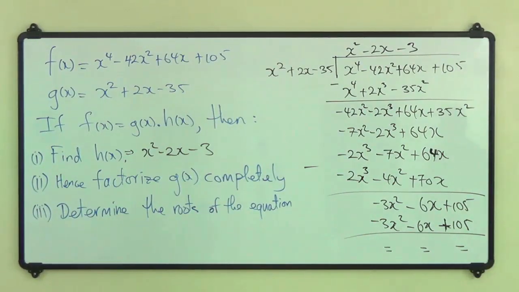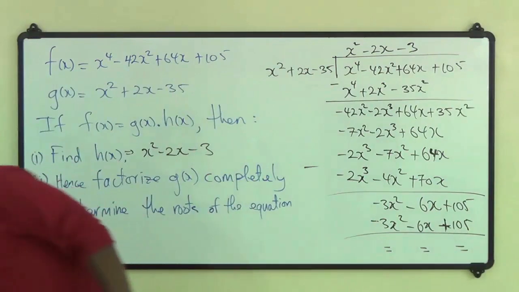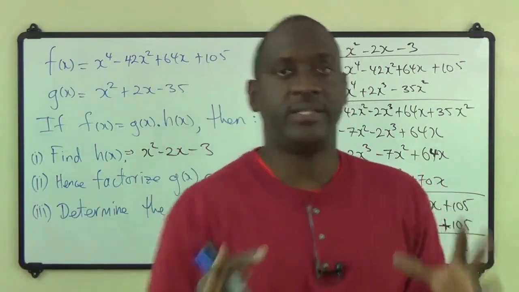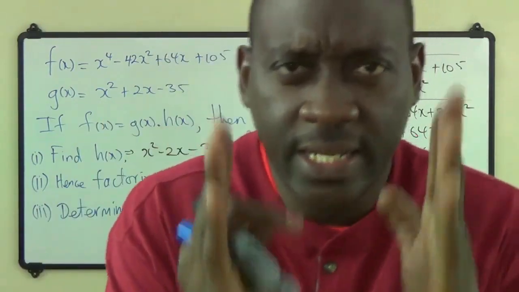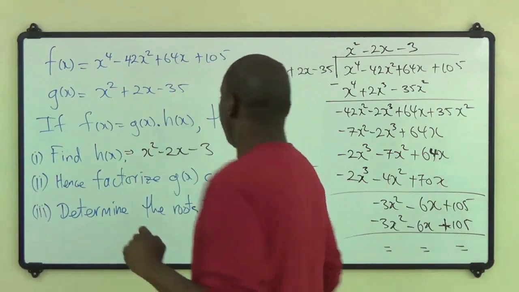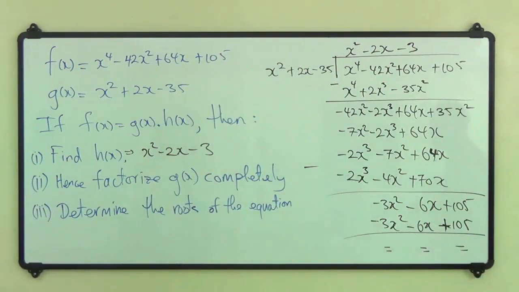Yeah, I'm walking around here like I'm in a normal class, right? We're not necessarily trying to be perfect. The important thing is that we transmit the information, and that once you get the information, you use it the way you're supposed to use it. So we want to factorize g of x completely.